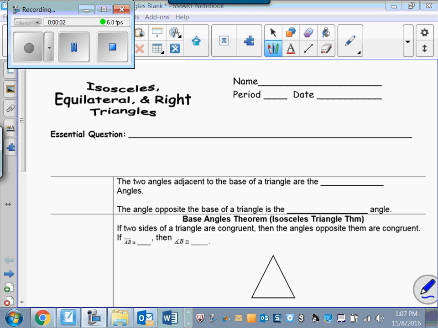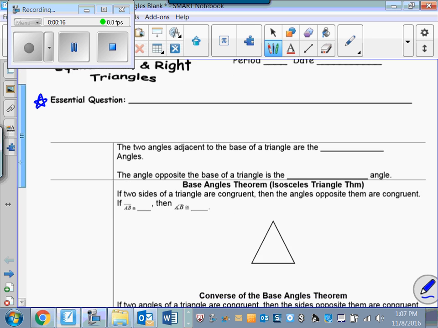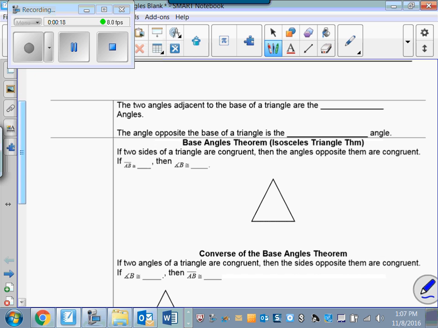All right, our final lesson of Unit 4 is on isosceles, equilateral, and right triangles. Of course, as always, when I finish and you finish, you need to come back up here and fill in your essential question, and at the end, write yourself a little summary. You already know a lot about isosceles, equilateral, and right triangles. You definitely know what they are.